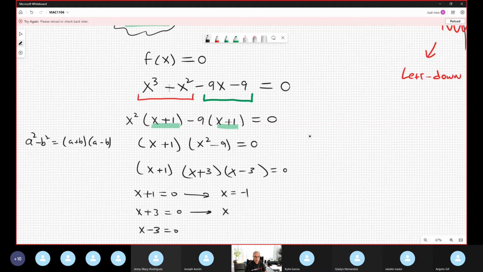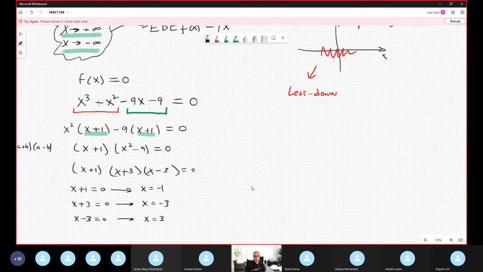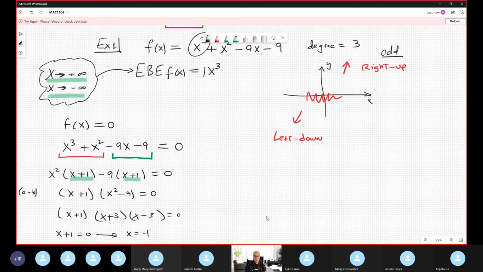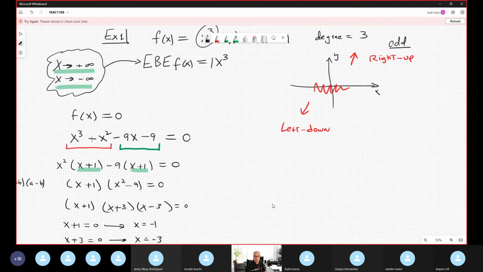This is negative 3. And this is positive 3. So, to have some idea how our polynomial looks, I have here the end behavior part. Let me complement that a little bit, not too sophisticated, but a little bit more. This is the x-axis, this is the y-axis. I know very well the end behavior looks like that.